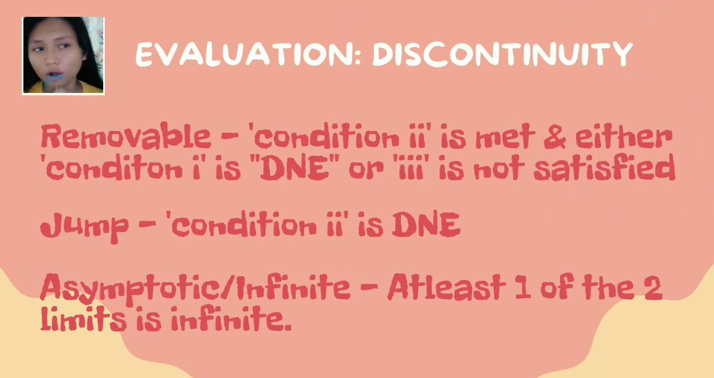In removable, condition 2 must exist, and either condition 1 is DNE or condition 3 is not satisfied. In jump, condition number 2 must be DNE. It customarily occurs in a piecewise function. Let's try some examples now.